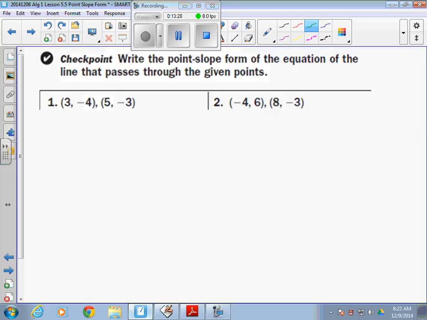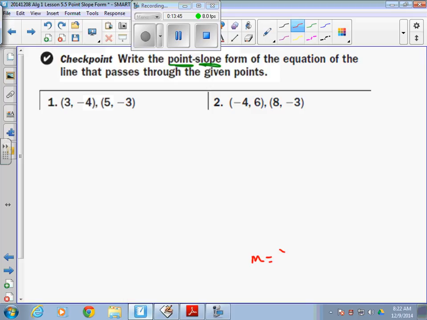Then we had 4 checkpoint problems. It says write it in point slope form, an equation that passes through the given points. Well, the first thing you need in order to find point slope form is you need to find out what the slope is. You got to find the m.